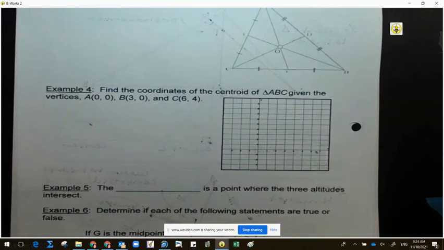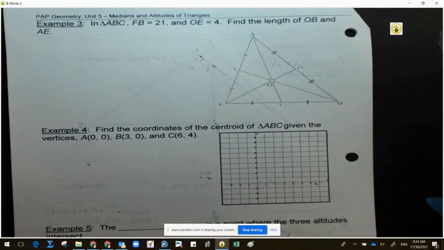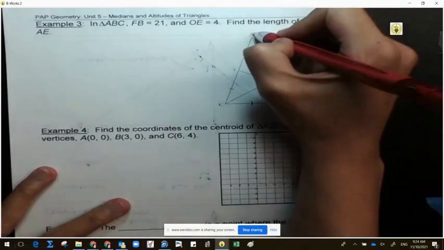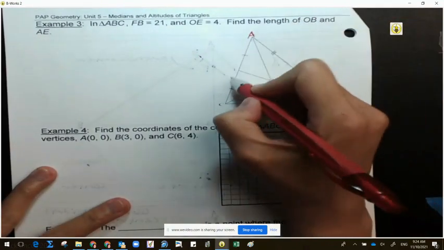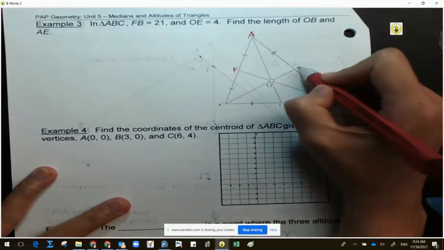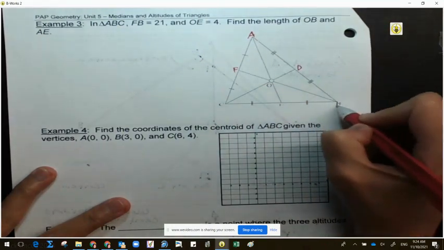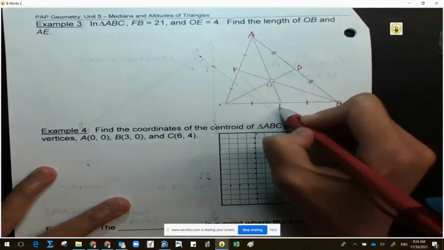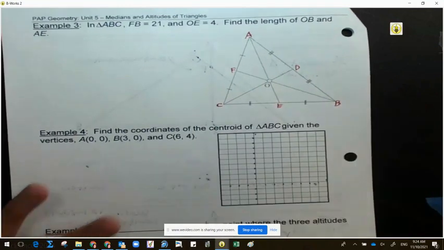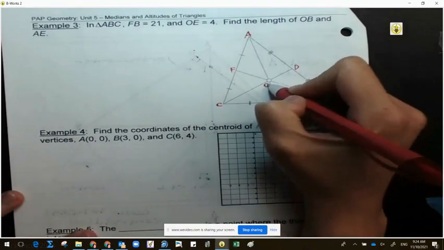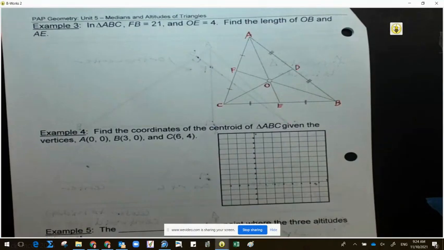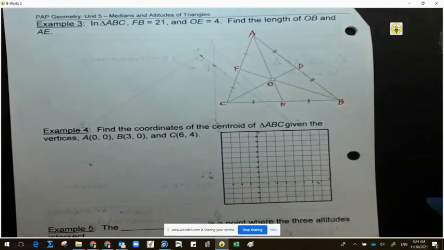All right, so on example number 3, it looks like our letters are not really there, so let's go ahead and rewrite the letters. Some of them might be kind of evident, right? No? Oh, that's a no. So just by looking at this, the fact that we have the midpoints on all of them through the vertex, we have a centroid.